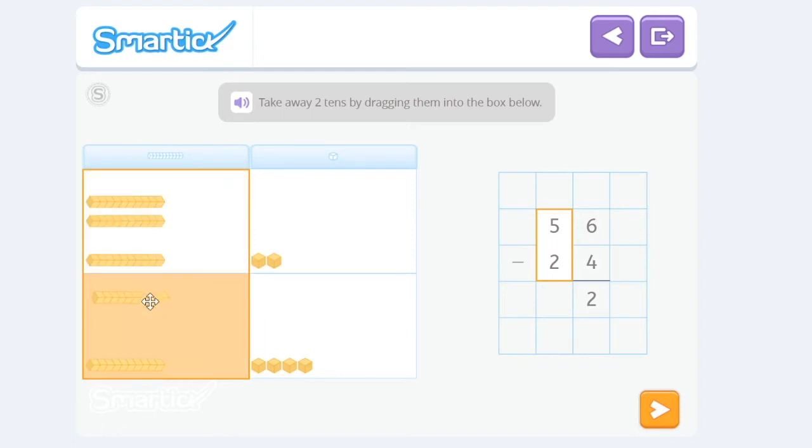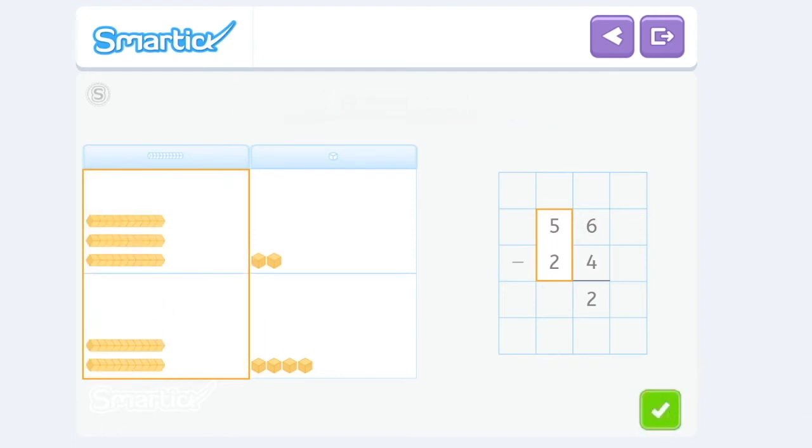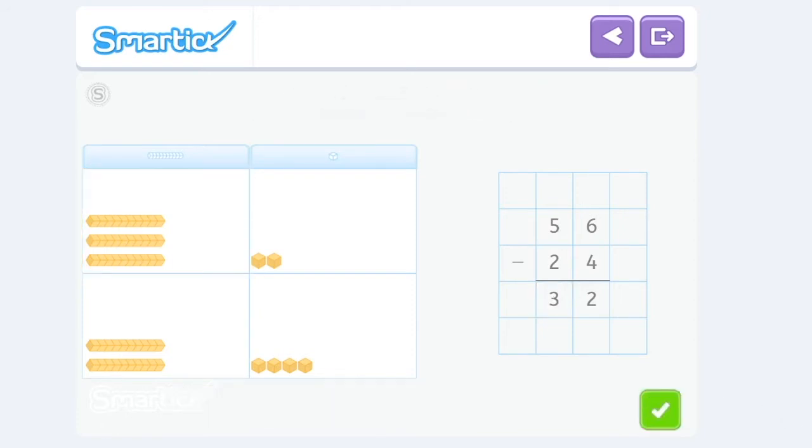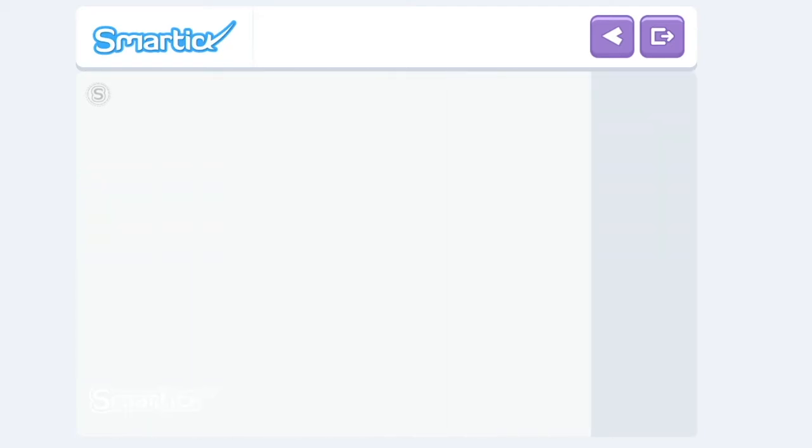1, 2. Fantastic! How many tens are there left in the box at the top? There are 3 tens left. That's it! 5 minus 2 equals 3. 56 minus 24 is 32. On to the next one.